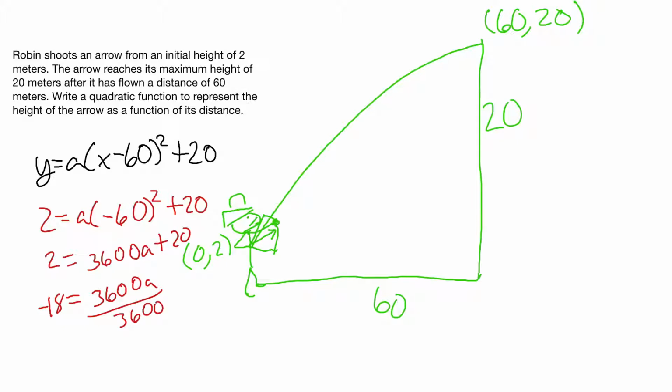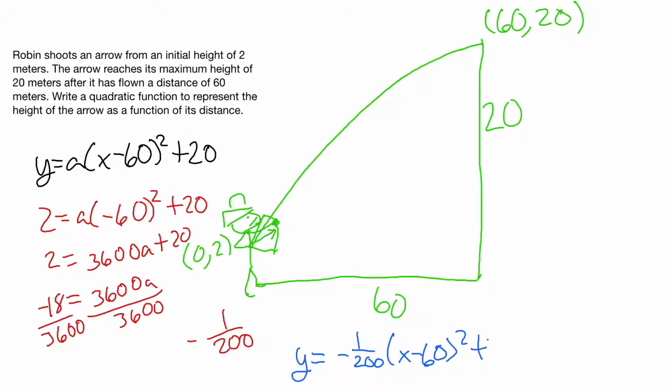Divide 3,600 on both sides, and that becomes negative 1 over 200, meaning our final equation is y equals negative 1 over 200 times x minus 60 squared plus 20.